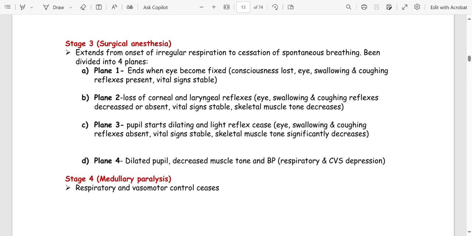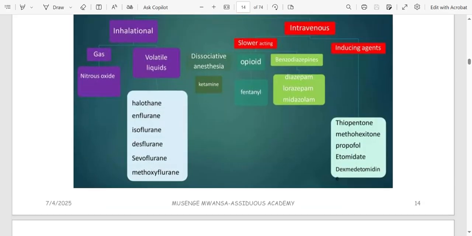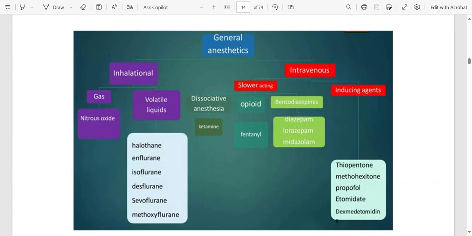And then in plane 4, the pupil is dilated, there is also decreased muscle tone and BP. And then stage 4 is medullary paralysis. Here the respiratory and vasomotor control ceases, so someone can likely die there. Okay, so those are the phases.